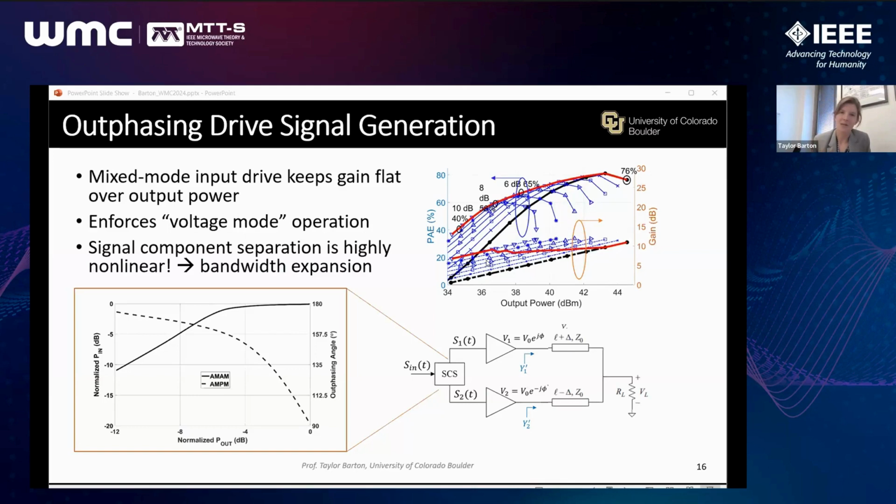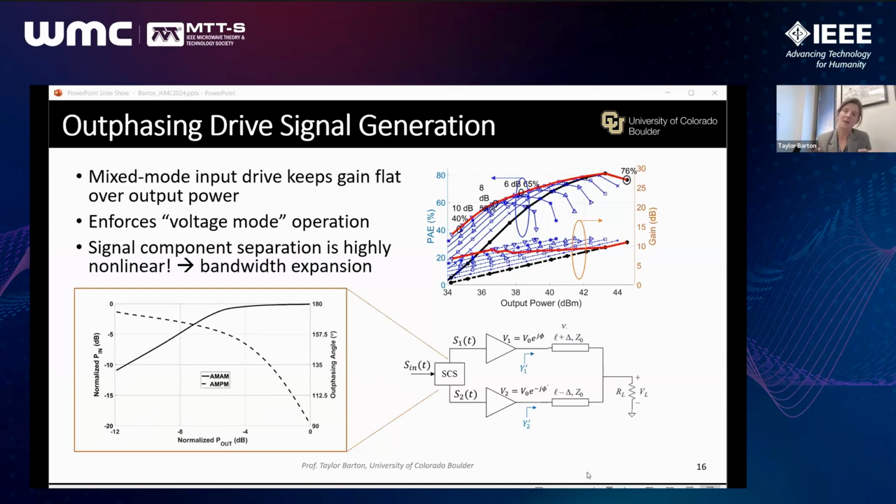And actually, this is when you see it, when people talk about a voltage mode outphasing PA, it's this manipulation of the input drive that enforces that constant voltage, because you're changing the load condition, you also need to change the input drive. So this leads to something called the signal component separator, which is this very nonlinear function that takes the desired input signal and gives us an amplitude. So the x-axis here is the desired output power. And then we have a particular input amplitude we want to drive the two PAs with, as well as this outphasing angle, which is the dashed line here.